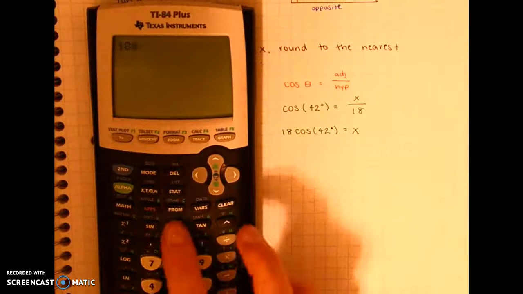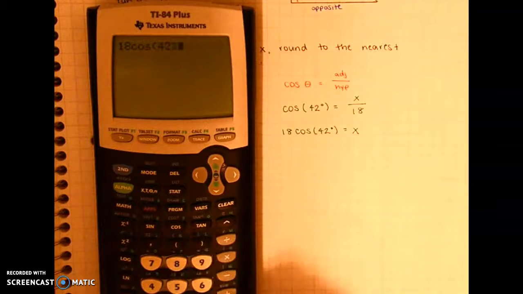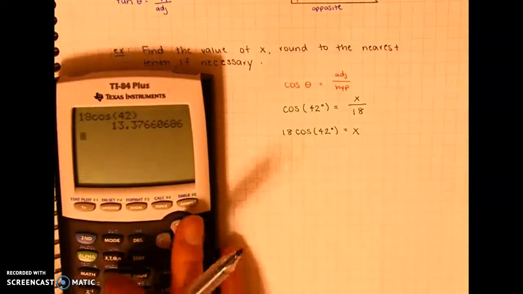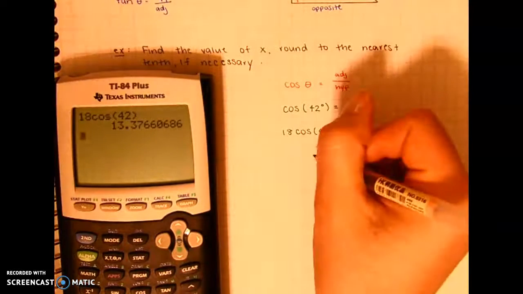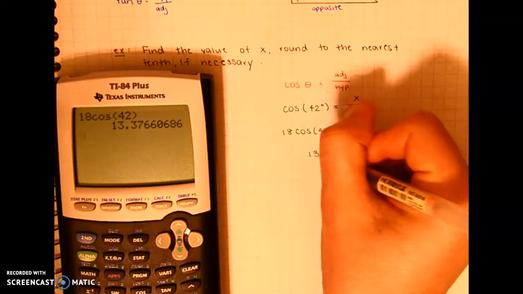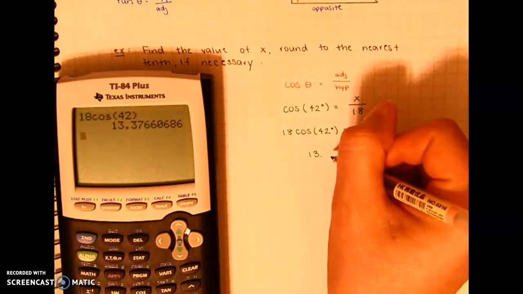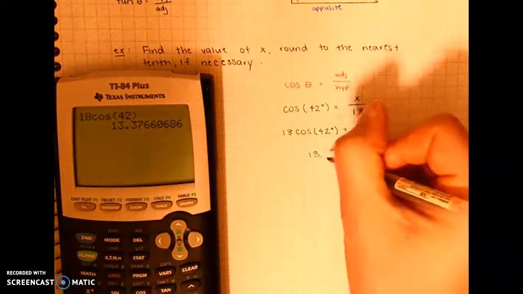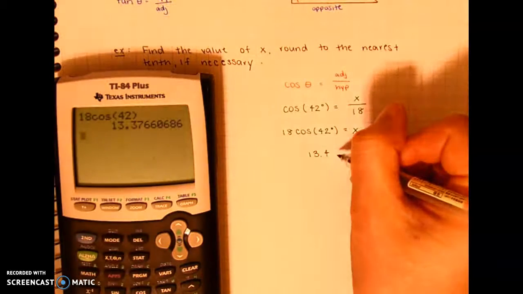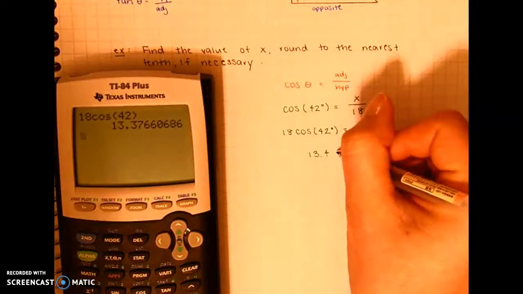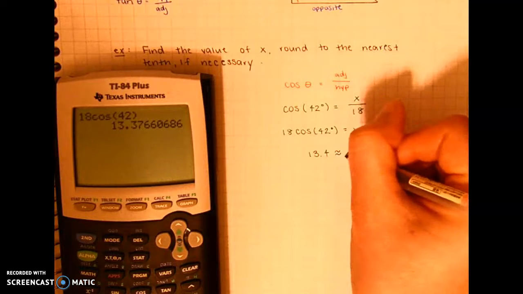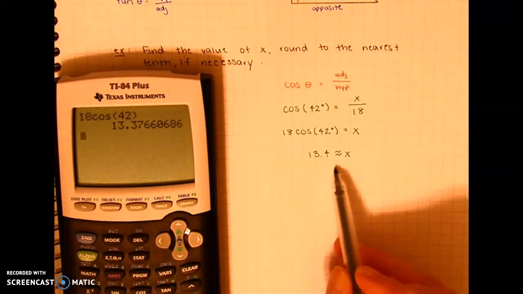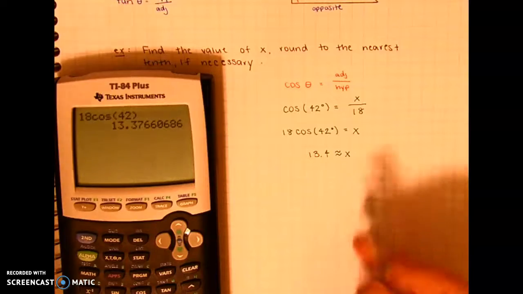So 18 cosine of 42. And we get this nice big decimal, but I asked for the nearest tenth. So our final answer is going to be 13.4, because this is a 7, so round up. And we don't really have any units. Because we're rounding, this is approximately what x equals. So make sure you use like a little wavy equal sign to show that it's approximate.